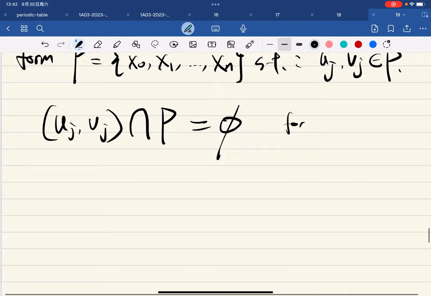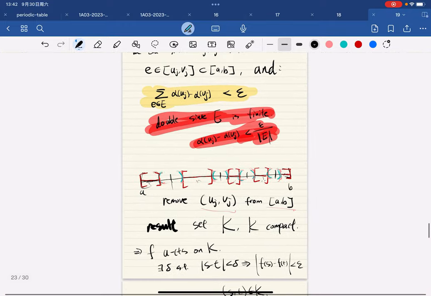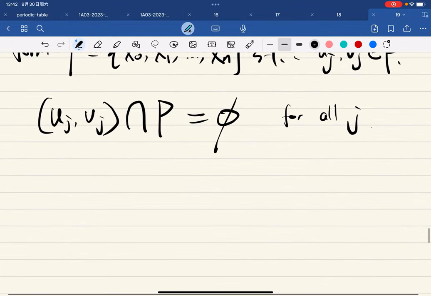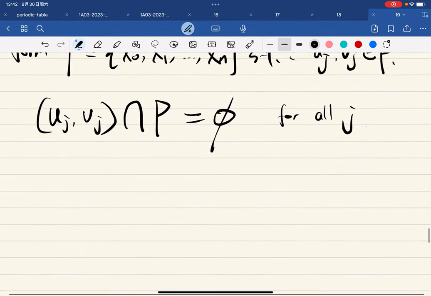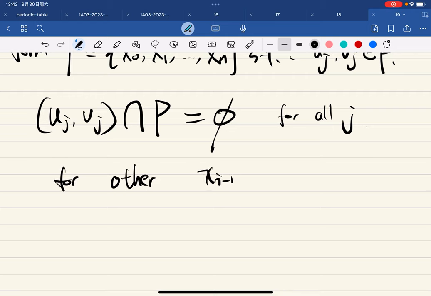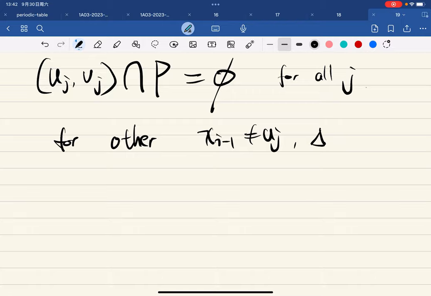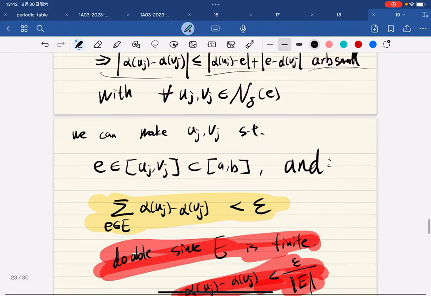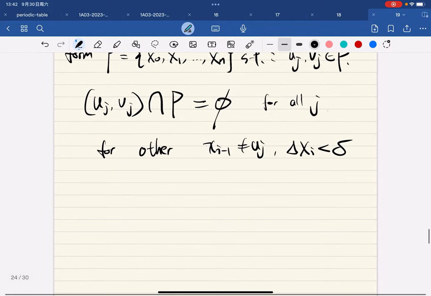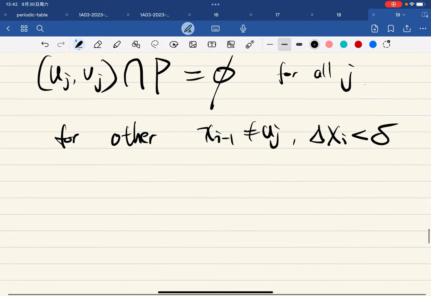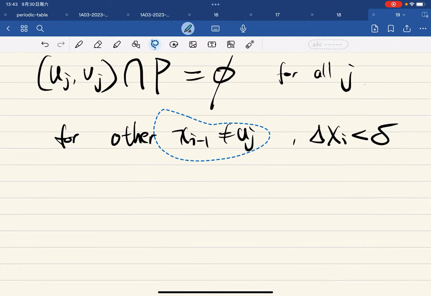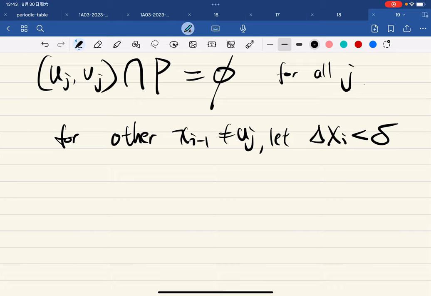For all j. For all j. Again, for the other x_{i-1} that do not equal u_j, we let their length be less than delta. This is right, we let their length be less than delta. Let me write it more clearly. Integral theory. Let this be less than delta.